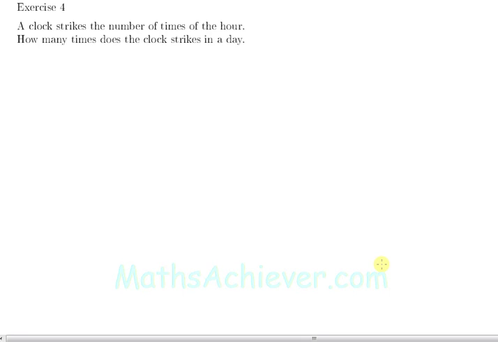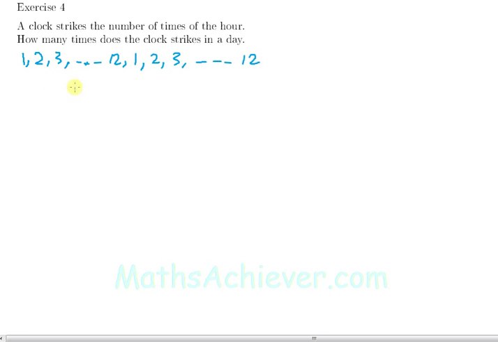Now exercise 4: a clock strikes the number of times of the hour. How many times does a clock strike in a day? Let's write out this progression. Every hour the clock strikes according to the hour, right? So the first hour will be 1, second hour will be 2, 3, and so on until 12. Then it will start from 1, 2, 3 again until 12. So that gives us a 24-hour clock strike.